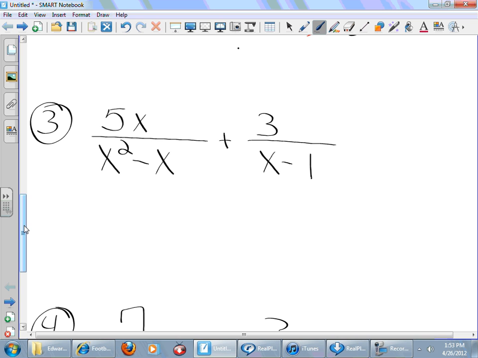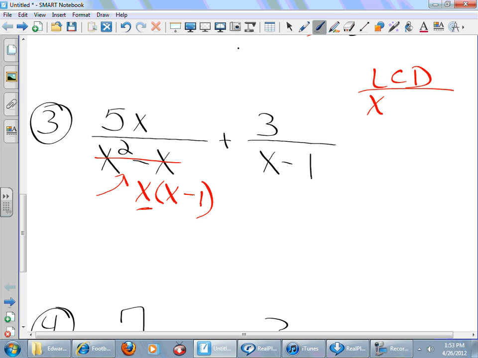All right. Now I'm going to get my LCD, but I'm going to notice something here. See, I'm going to put together all my learning I've done. I'm going to notice that this can be factored. This is the same as x times the quantity of x minus 1. Okay. Why is that important? Well, my LCD is going to need an x, right? And my LCD is going to need an x minus 1. But it also accounts for this one.